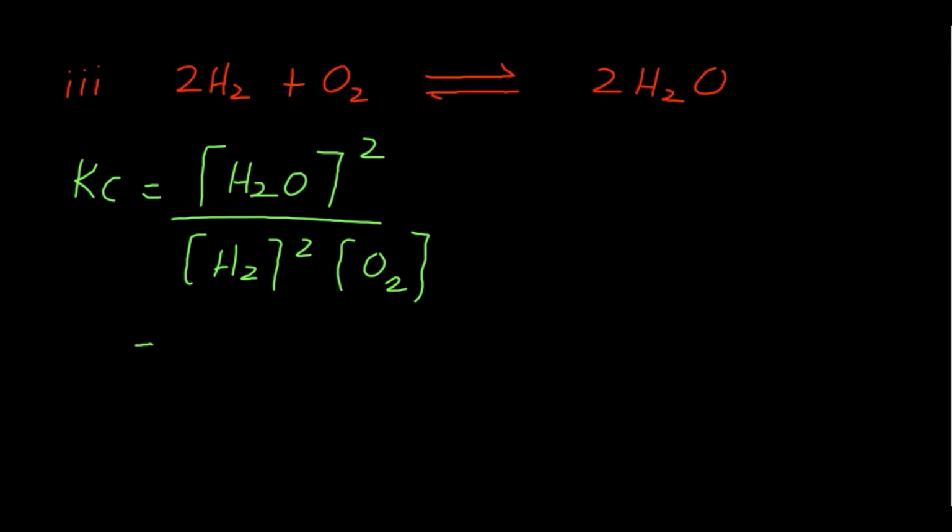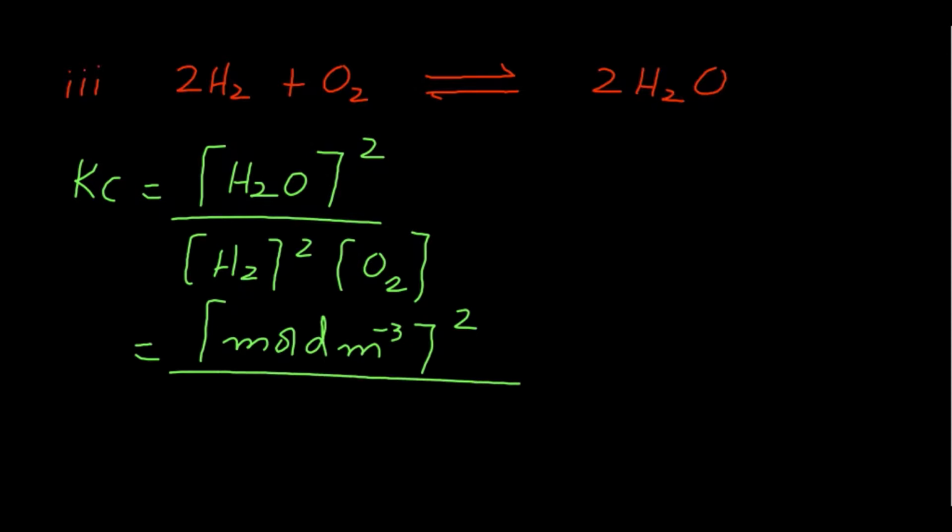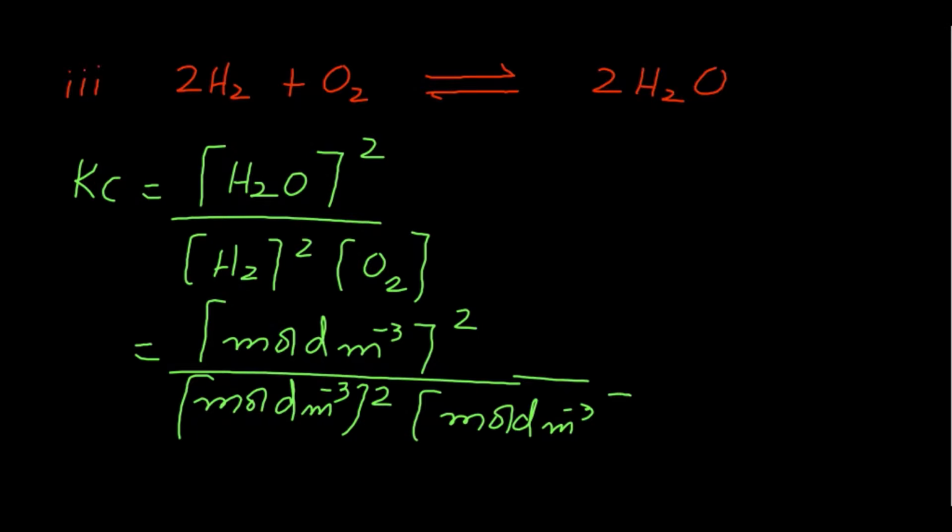Right, students? Now we write their values in the terms of moles per cubic decimeter. Mole per cubic decimeter, right, students, raised to the power 2 over mole per cubic decimeter raised to the power 2 into mole per cubic decimeter. Right, students? Now in the next step, here we have in the denominator 2 plus 1. 2 plus 1 is equal to 3. Right, students?